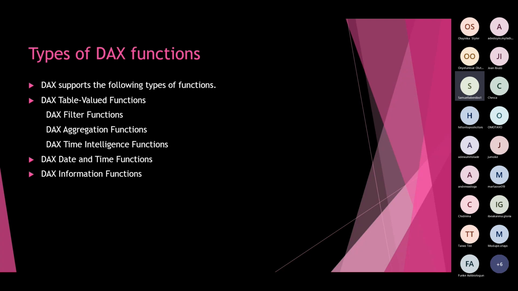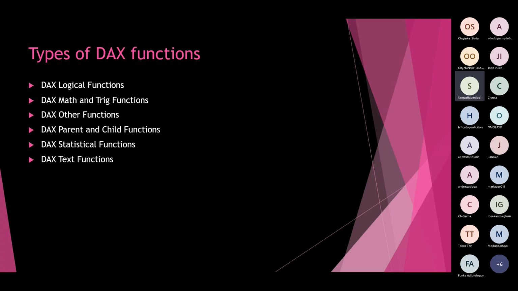You have the information functions. You have the logical functions. The logical functions are used to write conditional statements. Example of that is the IF, okay? You have the AND, you have the OR, that are used to write conditional statements. And most of the time, you have a combination of all of these statements together in a DAX formula.